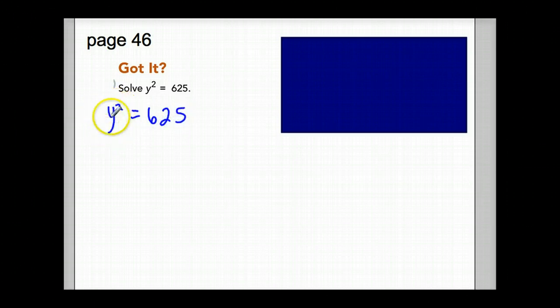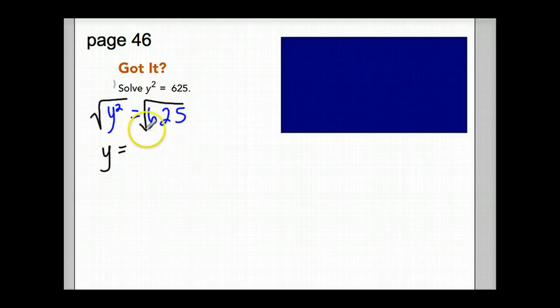We're solving for y. So basically we're asking ourselves what times itself is going to give us 625. So what we do in this situation is we take the square root of both sides. So this is going to give us y, because the square root of y squared is y. So y equals whatever the square root of 625 is.